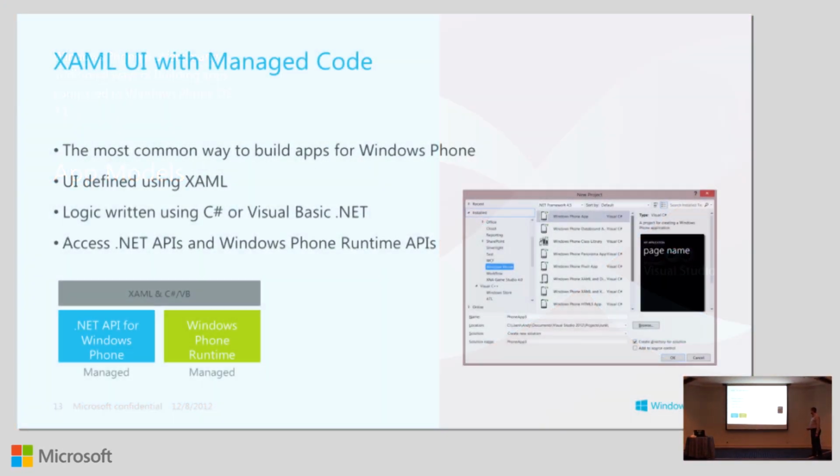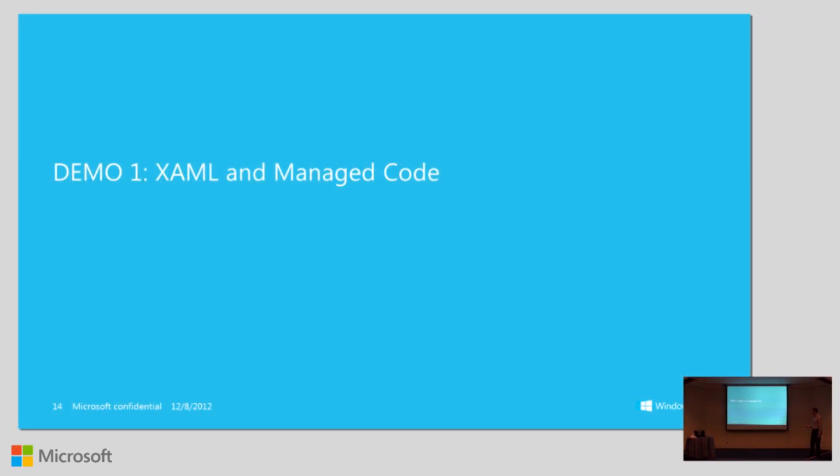So let's talk about the app models, right? With Windows Phone 7.5, we had XAML, C#, and VB. And that paradigm continues with Windows Phone 8. So even with Windows Phone 8, you can leverage the same skill set. You can use XAML, C# or VB, and you can write in either managed code, which is the .NET APIs, or you can use the Windows Phone Runtime. What I would like to do is cover some of the slides and then do the demos all together, if that's okay with you, right?